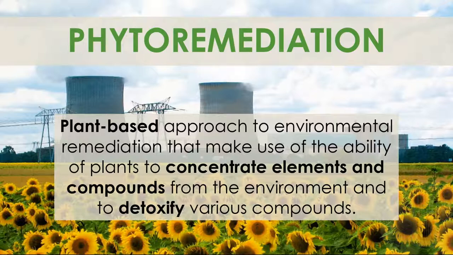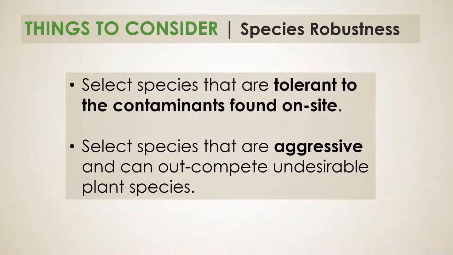Things to consider when you're trying to decide what species are going to work well for a project like this: you want to choose a species that's able to tolerate the contaminants found on site. Species that are aggressive and can outcompete undesirable plant species are going to be preferred if it's a site that's not going to be maintained on a regular basis.